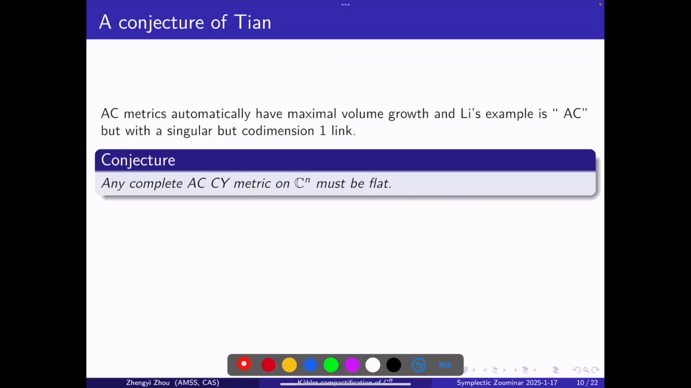So we propose to fix Tian's conjecture, because it's a quite natural question to characterize the flat metric among all the Calabi-Yau metrics on Cn. Then we propose the condition here is this AC condition. So the claim is any complete AC Calabi-Yau metric on Cn must be flat. So the AC here is in the strong sense, the Sasaki link has to be smooth, because if it's singular, then you have Yang Li's counterexample.